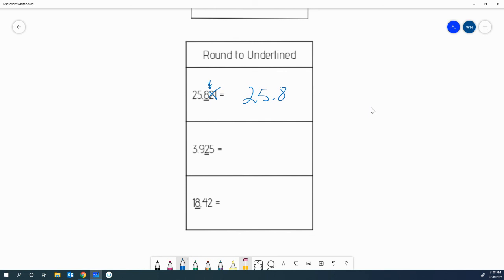Go ahead and try the next one. For this one, you should have drawn an arrow over your 5. 5 raises the score, so we're going to raise that 2 to a 3. We're going to bring it over. 3 and 93 hundredths. Remember, we don't write anything after the underlined number.